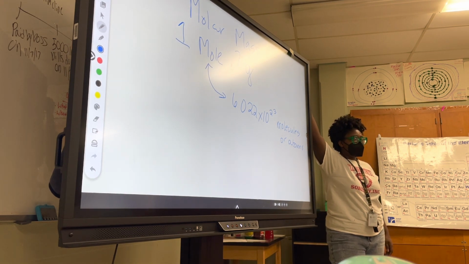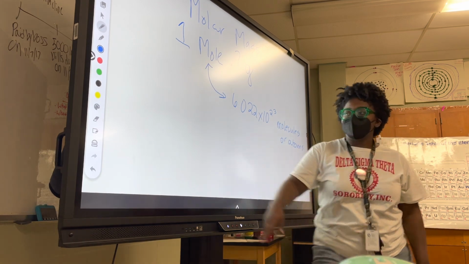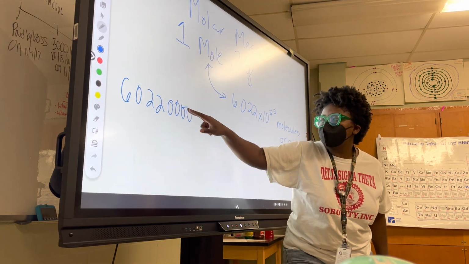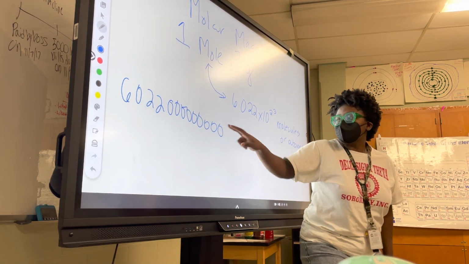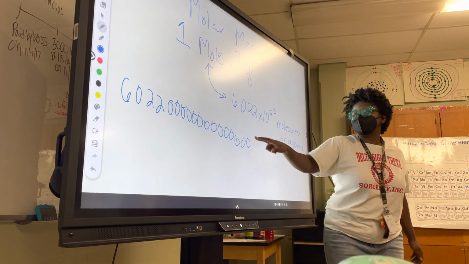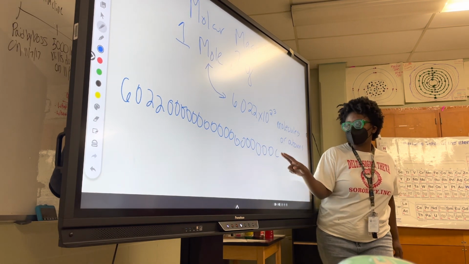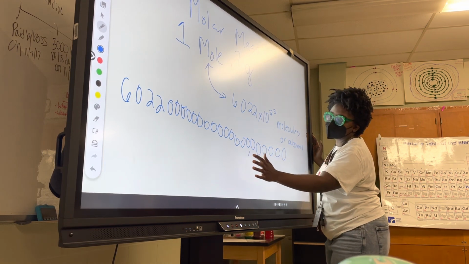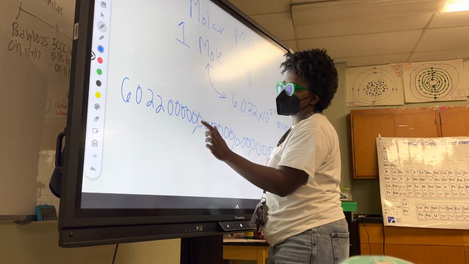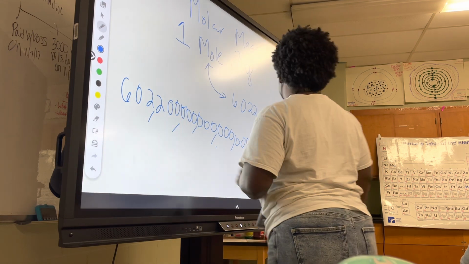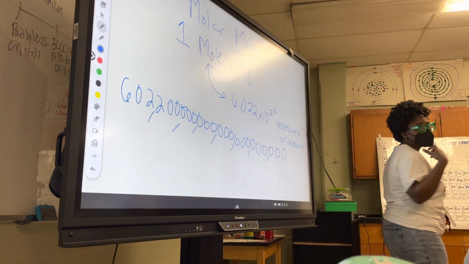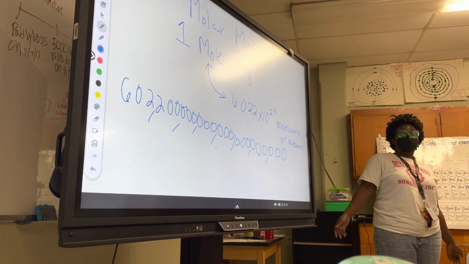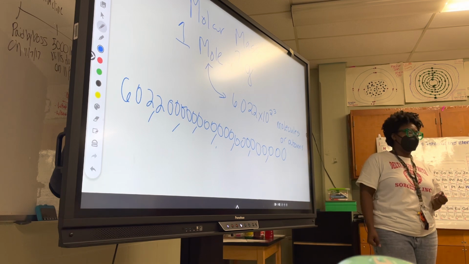Y'all realize how big that number is? I'm gonna show you. 1, 2, 3, 4, 5, 6, 7, 8, 9, 10, 11, 12, 13, 14, 15, 16, 17, 18, 19, 20, 21, 22, 23. That's how many zeros that is. It's just 6 sextillion or something like that. It's just an incredibly large number. I wish I had that much money for sure. But this represents how much 1 mole weighs.